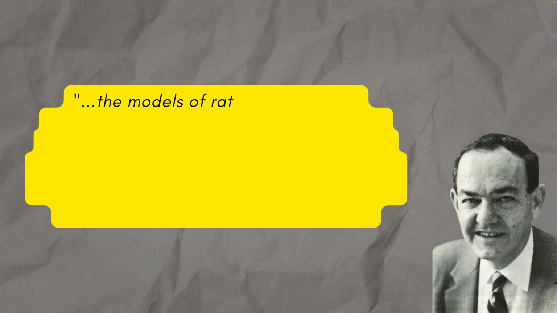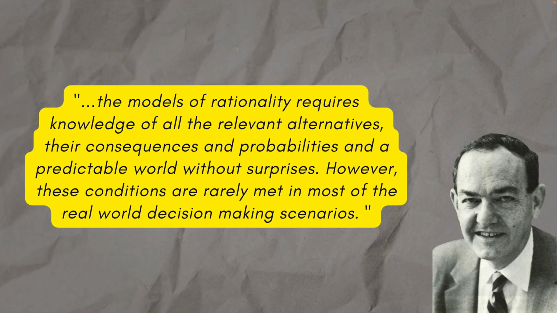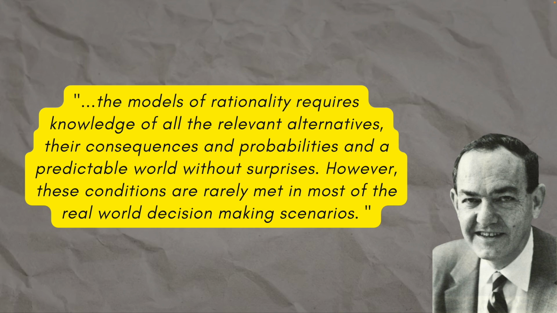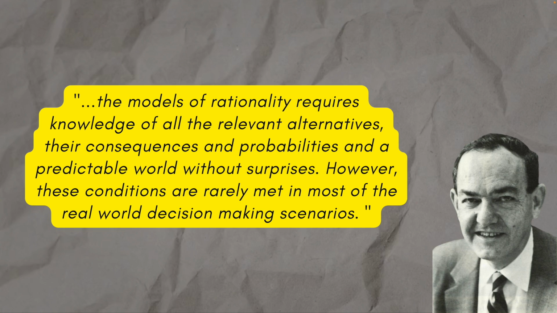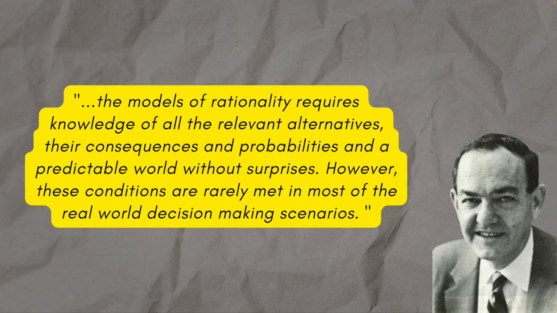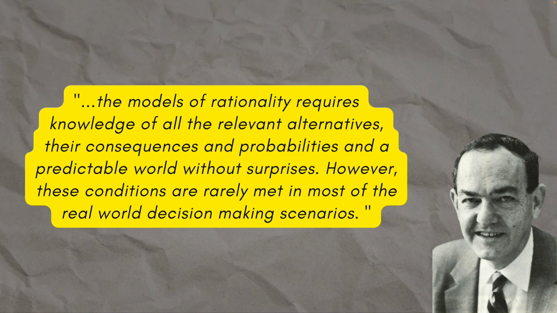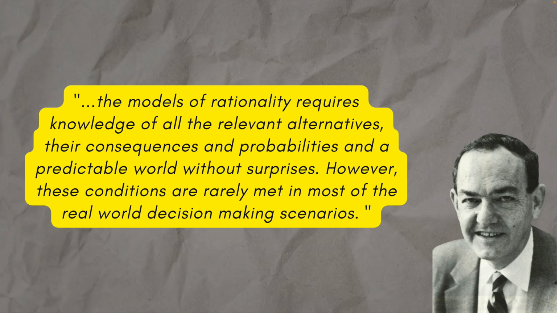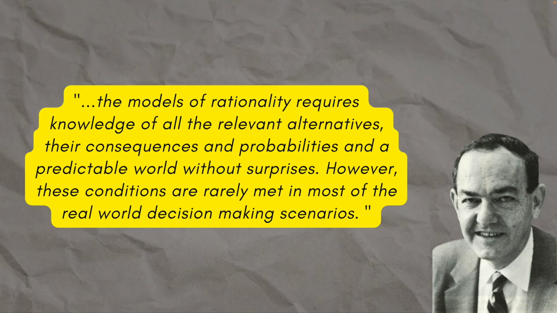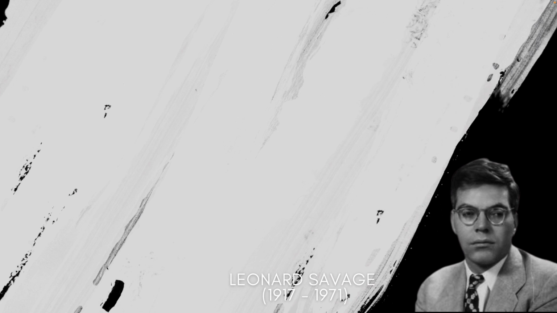In his Nobel Memorial Lecture in 1979, Simon stated that the models of rationality require the knowledge of all the relevant alternatives, their consequences and probabilities, and a predictable world without surprises. However, these conditions are rarely met in most real-world decision-making scenarios. Prior to Simon, the founder of the modern Bayesian decision theory, Savage, in 1954, had already made similar observations.